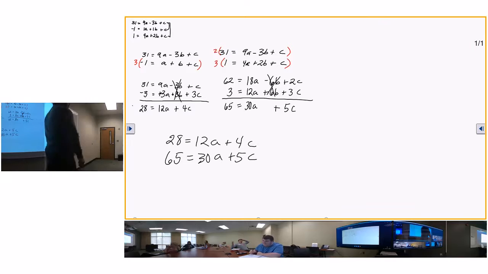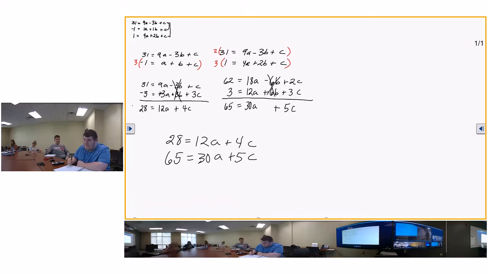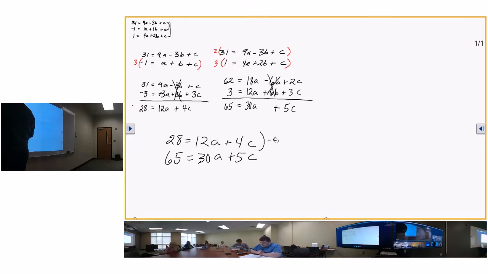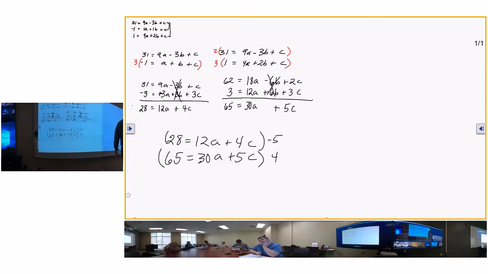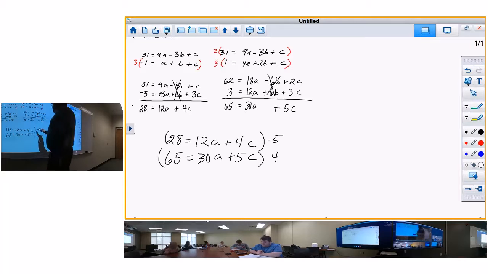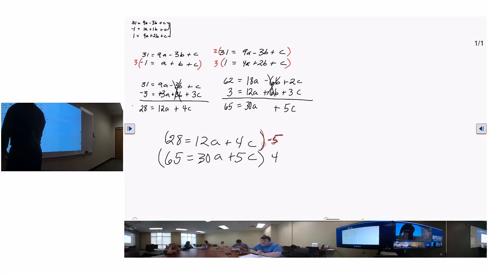Now what do you want to get rid of? Doesn't matter, does it? Well, I'm going to get rid of the c's because it'd be a little bit easier math. Not much, but lesser of two evils. I'm going to multiply the top by -5 and the bottom by +4. You don't have to. You can multiply the top by +5 and it doesn't matter. You still get the same answer. But that's what I'm going to do. So -5 and +4.